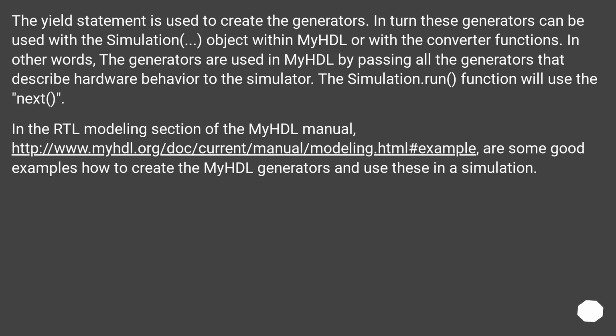The yield statement is used to create the generators. In turn, these generators can be used with the Simulation object within MyHDL or with the converter functions. In other words, the generators are used in MyHDL by passing all the generators that describe hardware behavior to the simulator. The simulation run function will use the next. In the RTL modeling section of the MyHDL manual, at this URL, are some good examples of how to create the MyHDL generators and use these in a simulation.